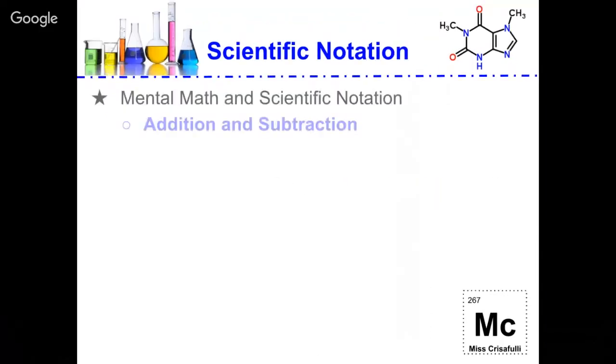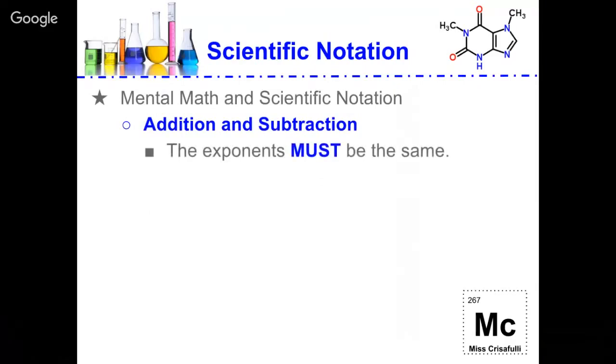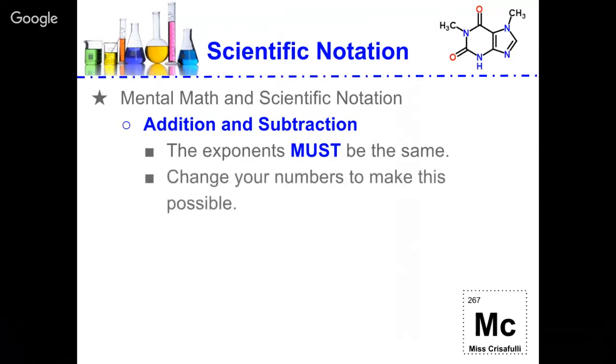Now, what about when we're doing addition and subtraction? The exponents must be the same when you're adding and subtracting numbers. So what you're going to do is change your numbers to make this possible. You might have to move decimals around so that the times 10 to a power for your two things that you're either adding or subtracting need to be raised to the same power. So they both have to be 10 squared, or they both have to be 10 raised to a power of 3.